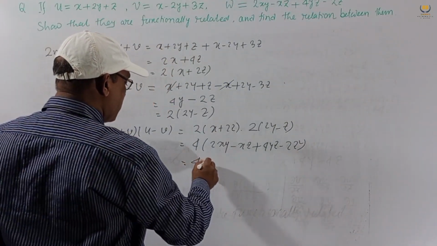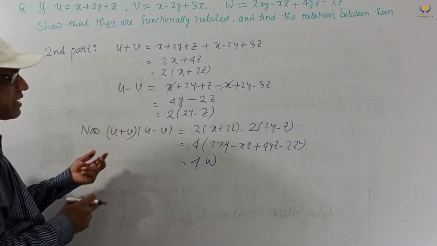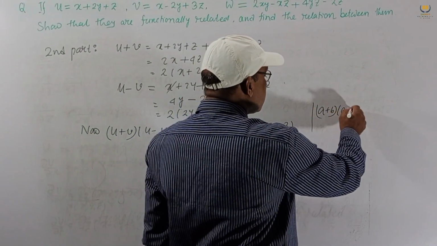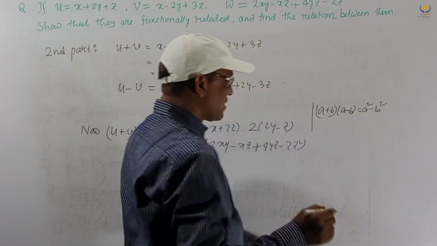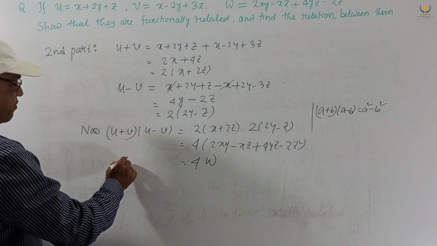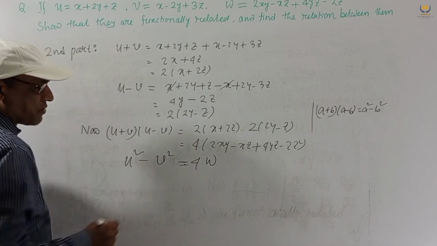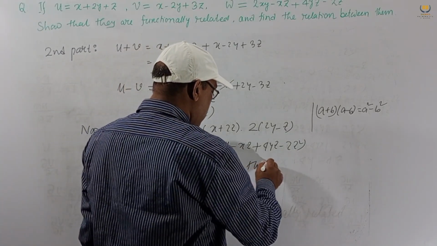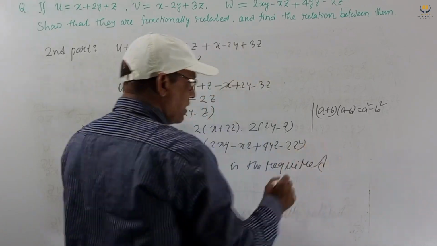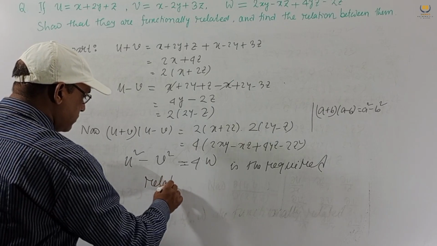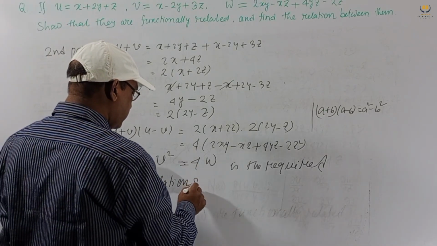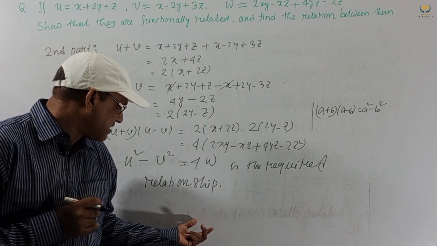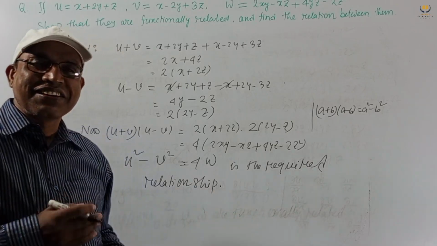Now this is nothing but our w, 2xy minus xz plus 4yz minus 2z square. This is nothing but our w, and this one u plus v, u minus v, a plus b into a minus b, you know this formula from lower class, a plus b into a minus b equals a square minus b square. So u plus v, u minus v will be u square minus v square, this equals 4w. So this is our required relation. This is the relation between u, v and w, and this is our answer. Very easy solution, very nice.